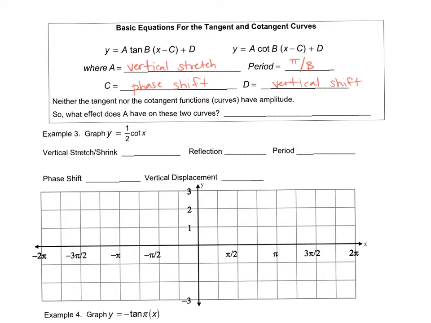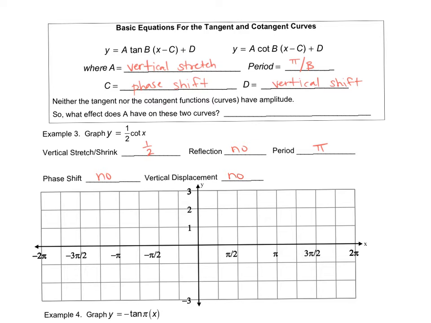So this first one, example 3, the only transformation it has is a vertical stretch, and that's by a factor of 1/2. There's no reflection. The period hasn't been affected, so it's still pi because we're on cotangent. Okay? There is no phase shift, and there is no vertical displacement.